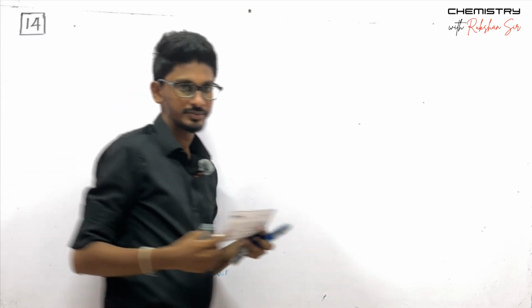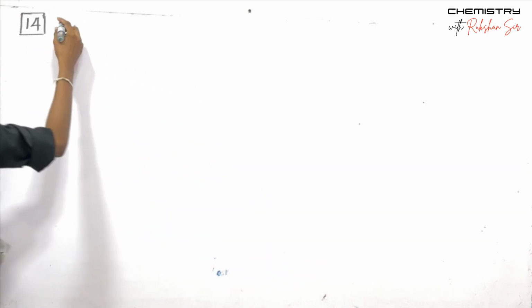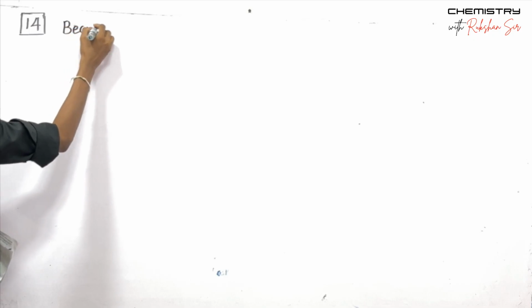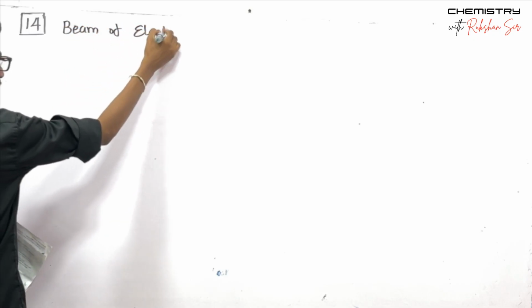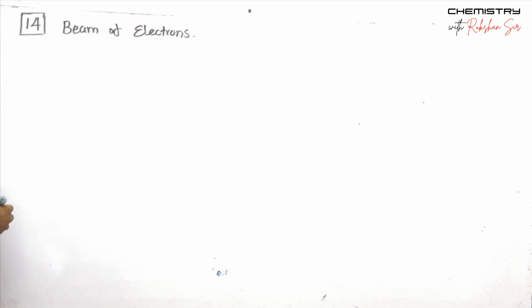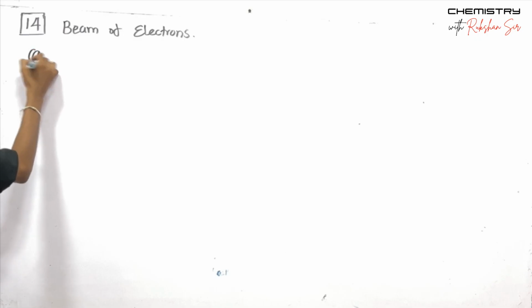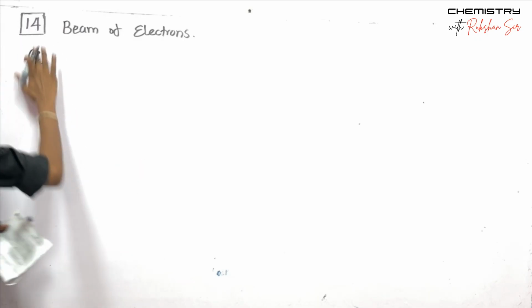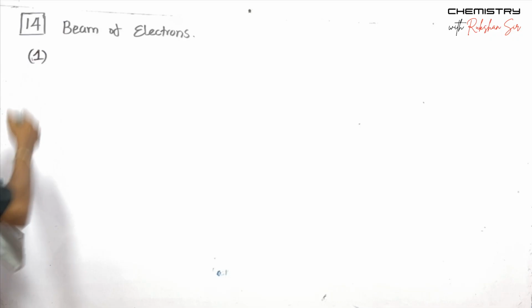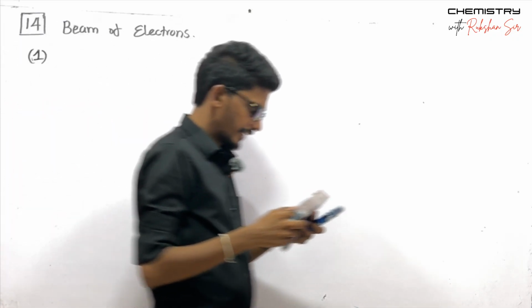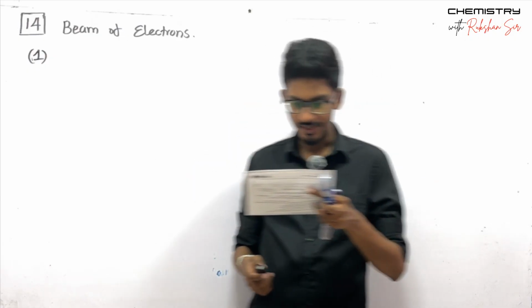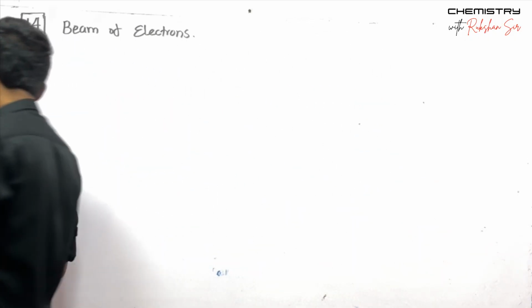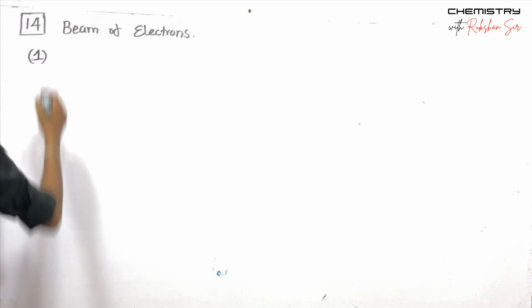So question number 40. See what it says. Which one of the following statements concerning a beam of electrons is true? We are looking for the true statement. Statement 1: It is attracted towards the cathodes. False.